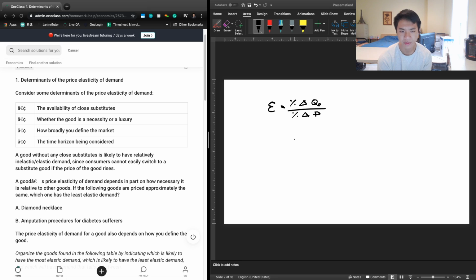And so with those two definitions in mind, we can take a look at this first question again. It says, a good without any close substitutes is likely to have relatively inelastic or elastic demand since consumers cannot easily switch to a substitute good if the price of the good rises. And so this sounds like a scenario where consumers are almost stuck purchasing a certain good because even if the price rises, there are very few other things they can buy to substitute for this good, right? So we're kind of stuck buying this good no matter what.